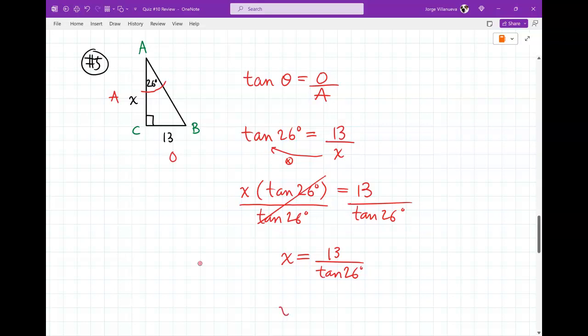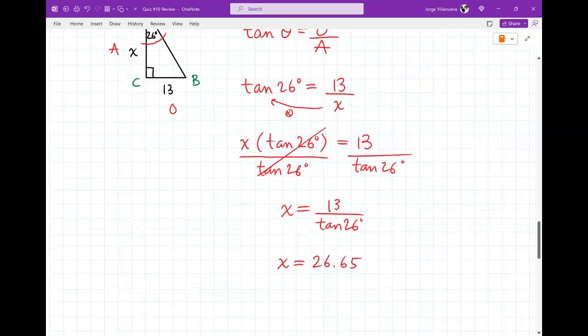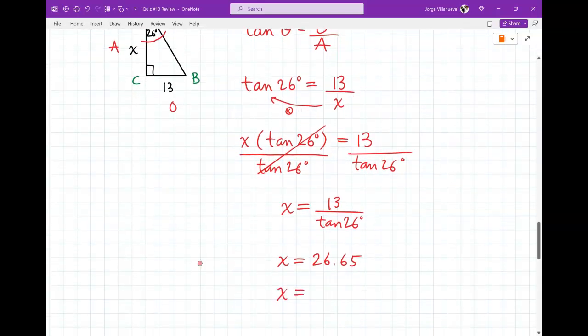All right. Anybody have that? 26.65. All right, we could stop right there. And then let's round it to the nearest tenth. What is that? 26.7, right? So there you go.